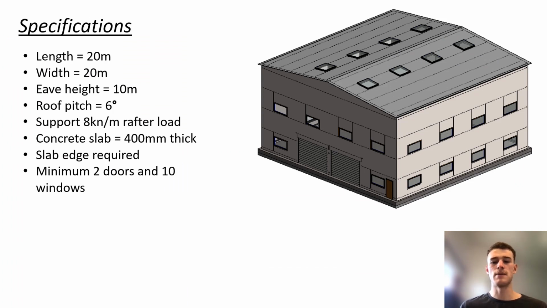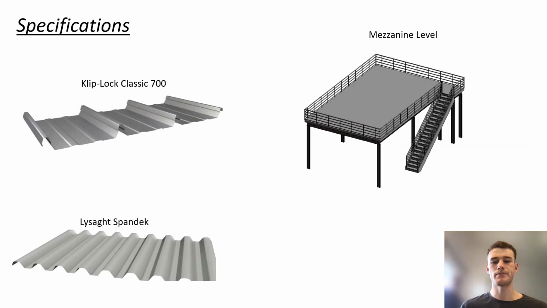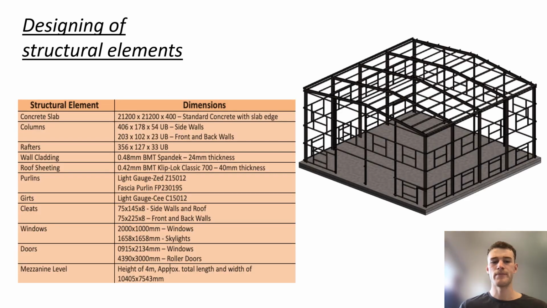The structure is to be built on a 400mm thick concrete slab with an incorporated slab edge. A minimum of 2 doors and 10 windows were also required. The roof sheeting and wall cladding was set to utilise Cliplock Classic 700 and Span Deck respectively, with both being capable of withstanding an inward-outward 1 kN per metre wind load. The structure is also to include an indoor mezzanine level at least 4 metres off the ground with at least an 8 by 5 metre area.